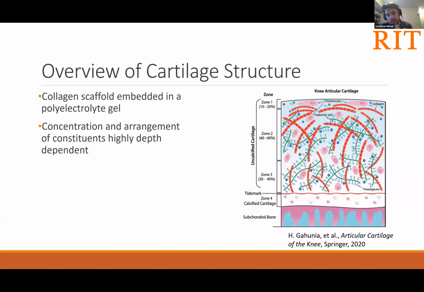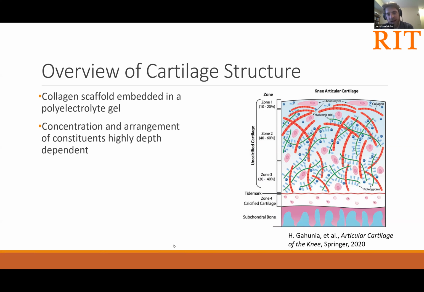And then, as I said, this scaffold is ensconced within a hydrogel. The components of this gel have as their backbone hyaluronic acid. You might have heard of that if you've seen recent advertisements for beauty products. But then there are these beautiful bottle brush structures that branch off of this backbone. So there's a backbone to this bottle brush.